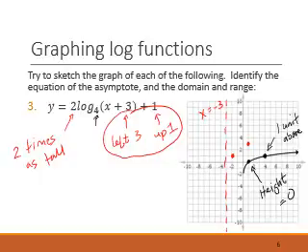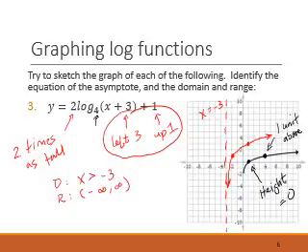So there's the starting point. The graph approaches the asymptote, and then it goes through the other point. And there's your function. Your domain is going to be x is greater than -3, range always all real numbers.